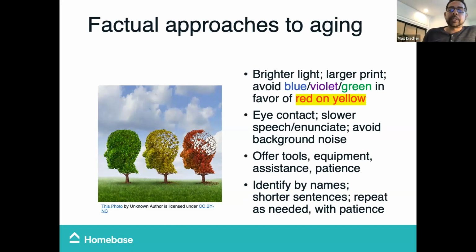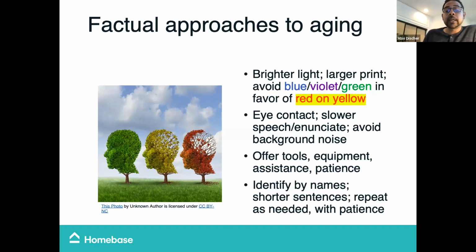So what are some of the approaches that we can take to try to address some of those very basic challenges that folks will face in older age? Well, as far as eyesight is concerned, the most important thing is to make sure that we're providing very bright light around us, and that we're printing things in larger font. Studies have found that we can make things a lot easier for folks to read if we avoid blue, violet, and green colors for the font. And the most apparent and standout font combination is going to be red font on a yellow background.